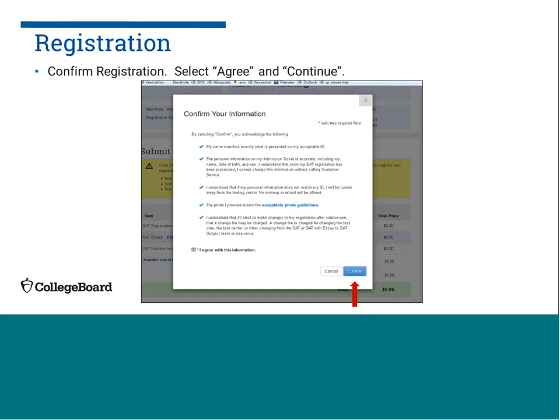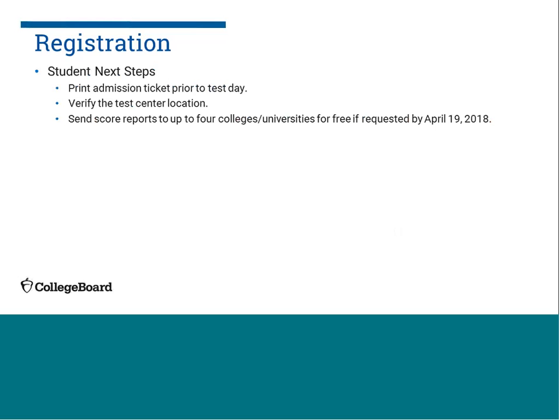One final step is that they will need to validate or verify that they did check all of their information. So once they read this and agree, they will click Continue. And then their next steps will be to plan to print an admission ticket prior to test day, make sure they know where they're going to be testing, and then they will have the ability to send their score reports, and in this case they'll send their score reports online up until April 19th. So they have through April 19th to be able to send their 4 free score sends.